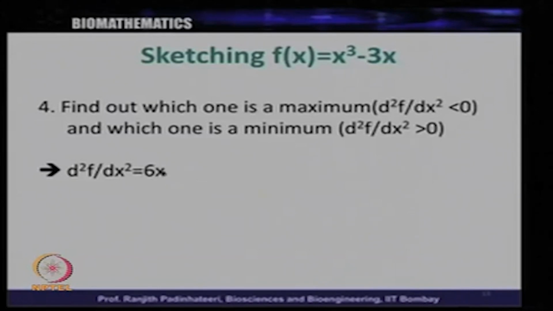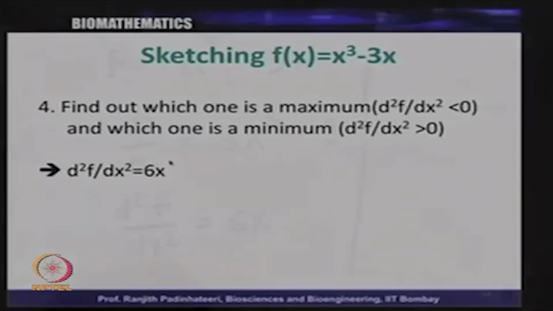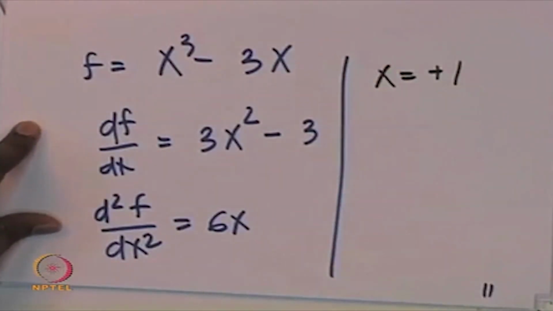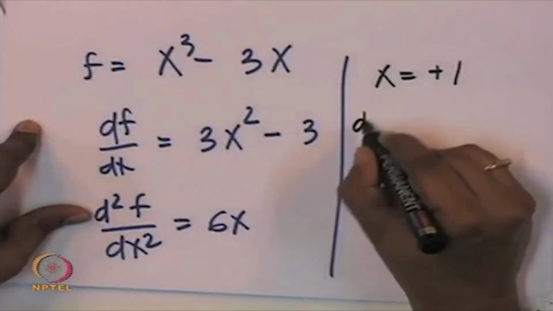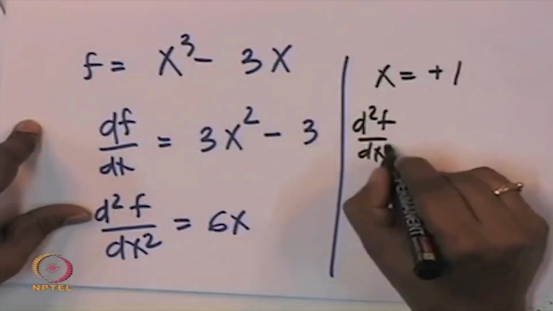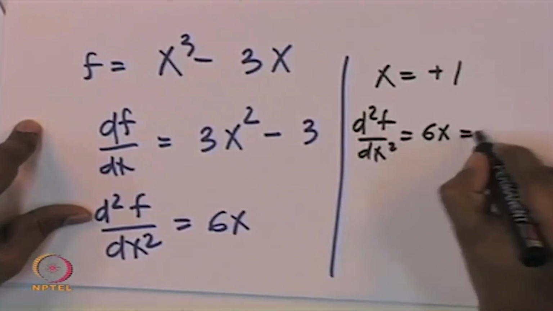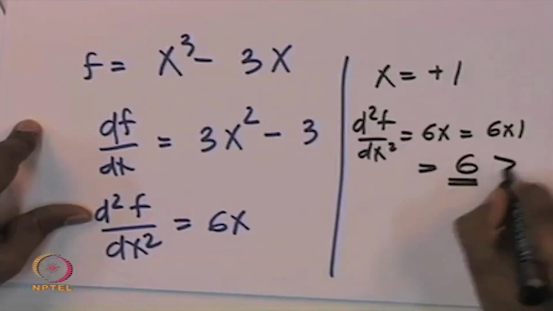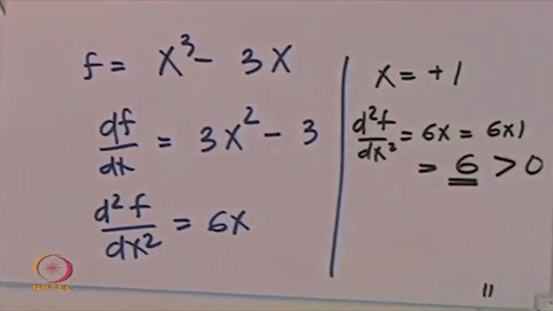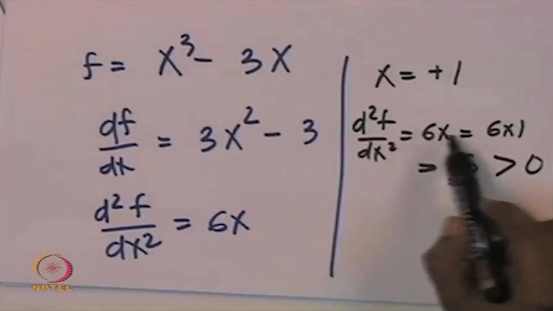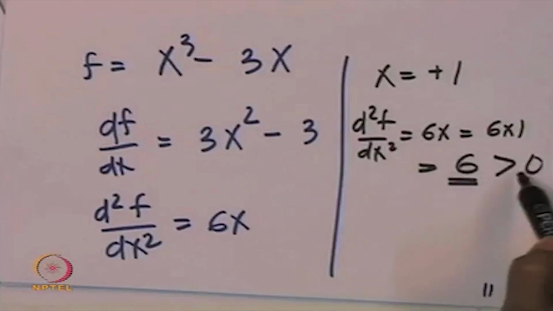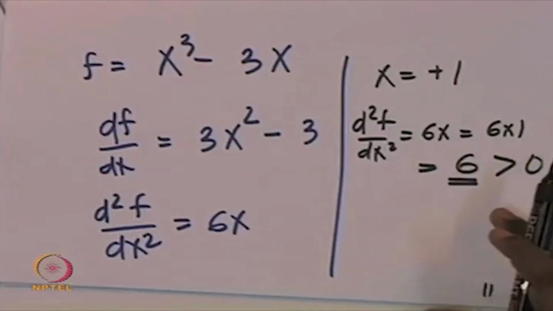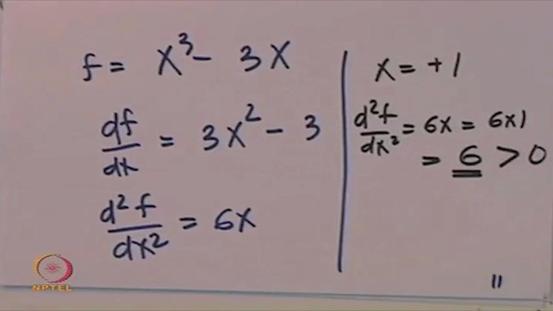So, now let us substitute x equal to plus 1 or minus 1 here. We know that at x equal to plus 1, it is either a maxima or a minima. So, let us substitute x equal to plus 1. We have d square f by dx square equal to 6x, which is 6 into 1. So, you get 6, which is greater than 0. At x equal to 1, 6x is 6, and 6 is greater than 0.